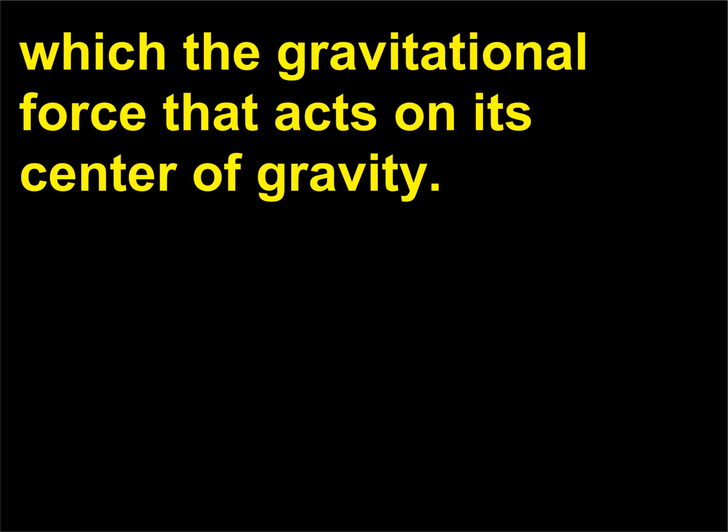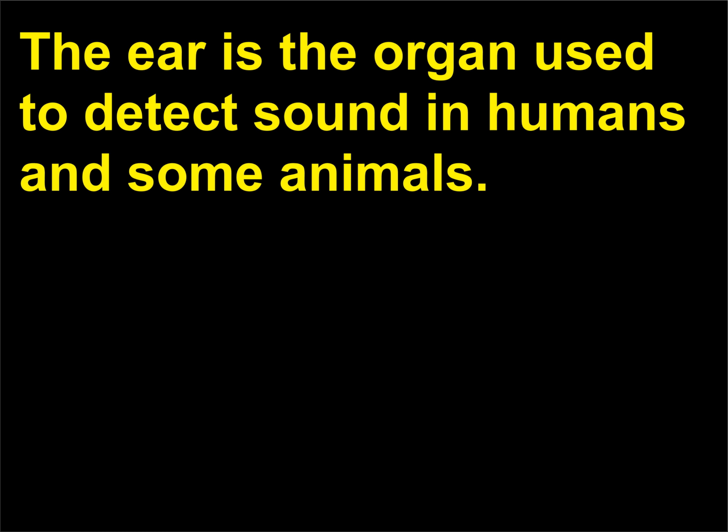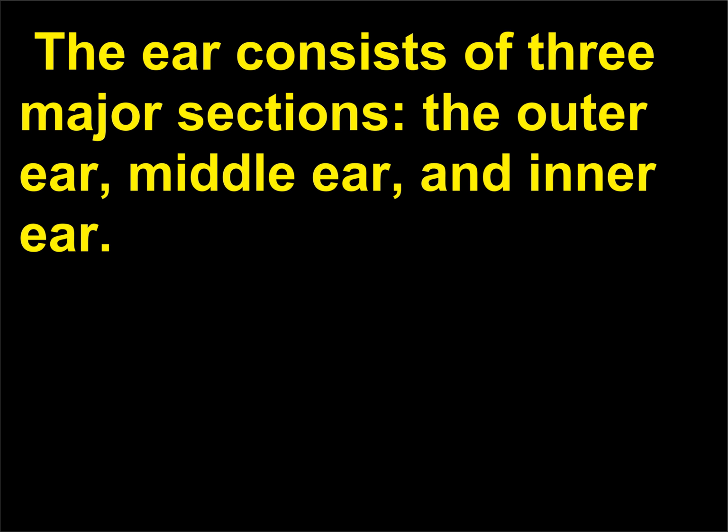How does a person hear sound? The ear is the organ used to detect sound in humans and some animals. The ear consists of three major sections: the outer ear, middle ear, and inner ear.